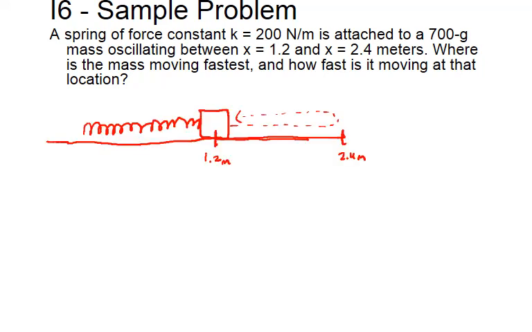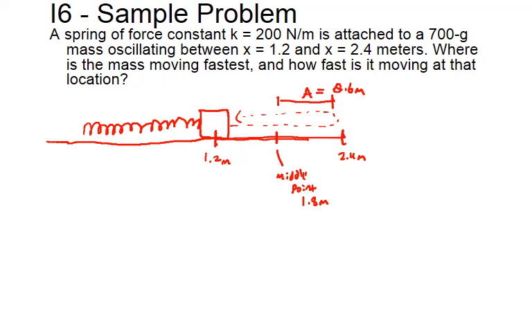Okay, so we've got the mass oscillating back and forth. And the middle point right here would be 1.8 meters. So that's going to be equilibrium. Okay, because it's oscillating back and forth from here. So that's the equilibrium position. Therefore, the amplitude is 0.6 meters. That's how far it is from here, okay?